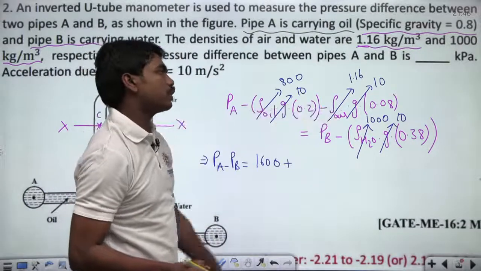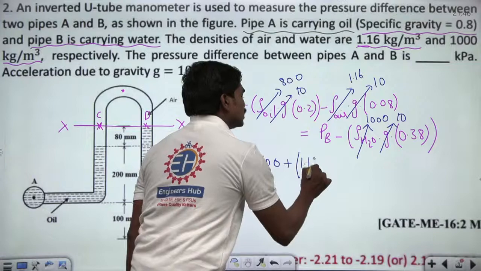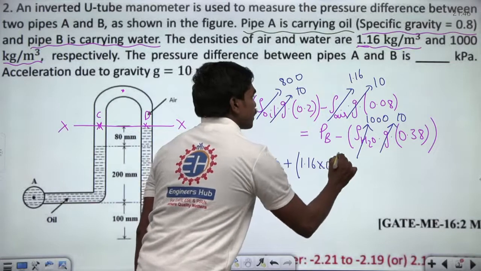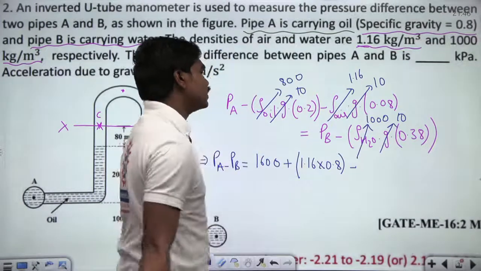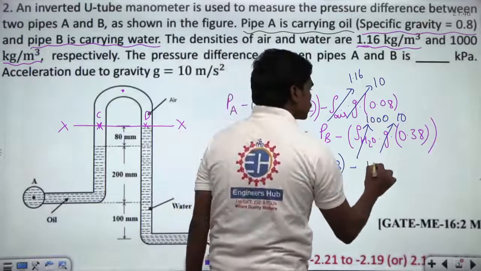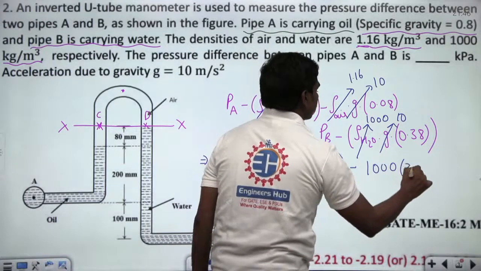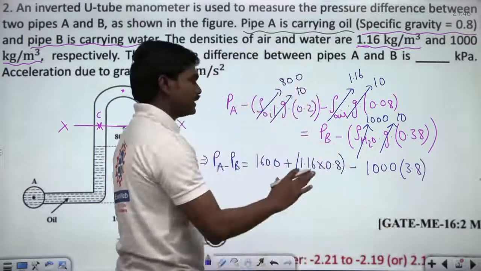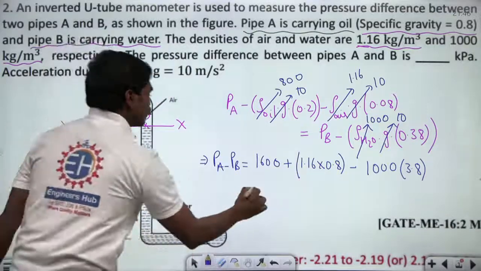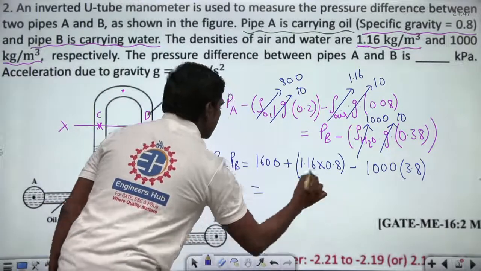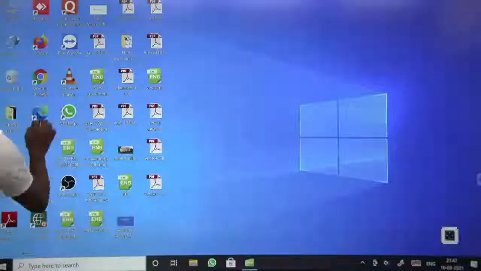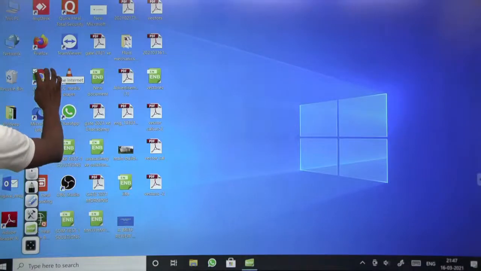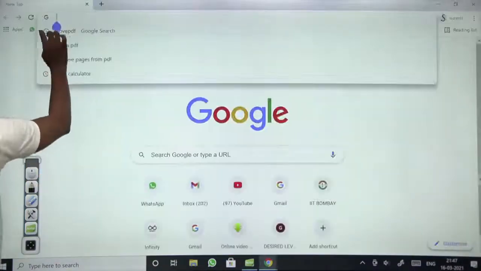Plus 1.16 into 10 into 0.08. Then minus the density of water, 1000, into 0.38. The value which you are going to get is in pascals, correct? So let us calculate this value. Take the help of a virtual calculator, and let us quickly calculate.